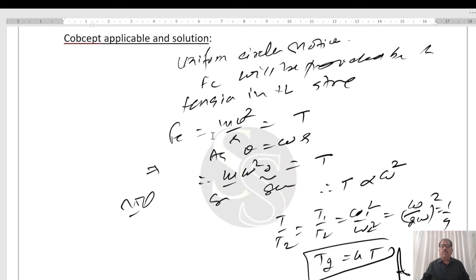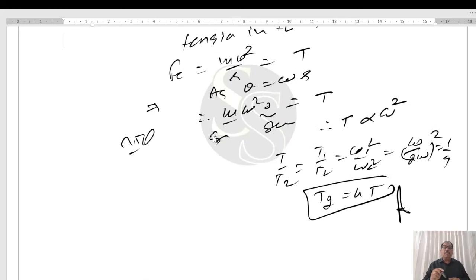I will give the additional information also. Centripetal force: uniform circular motion is always accelerated motion.